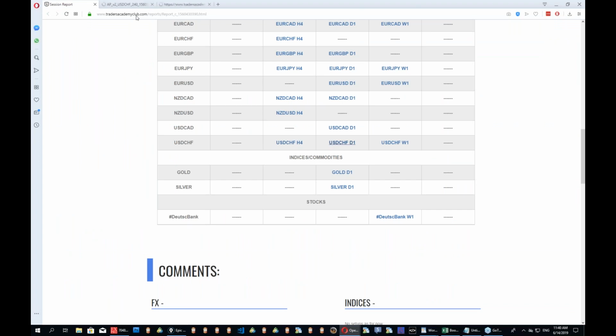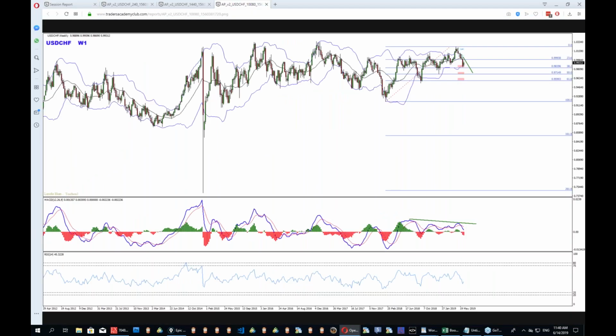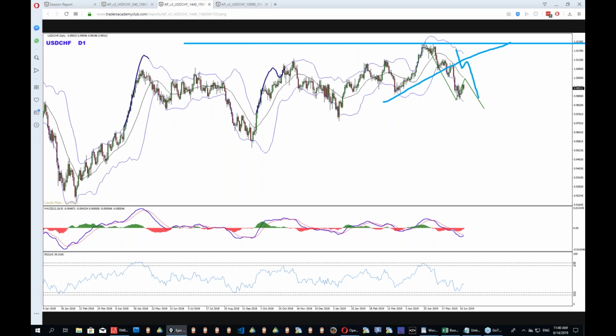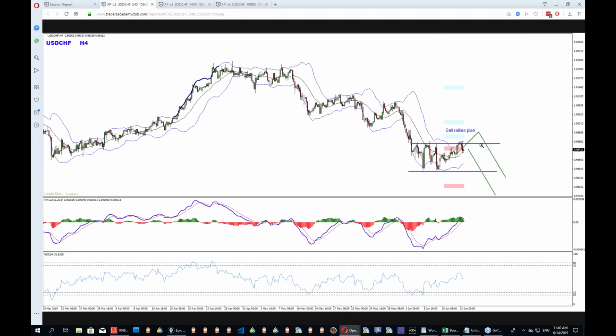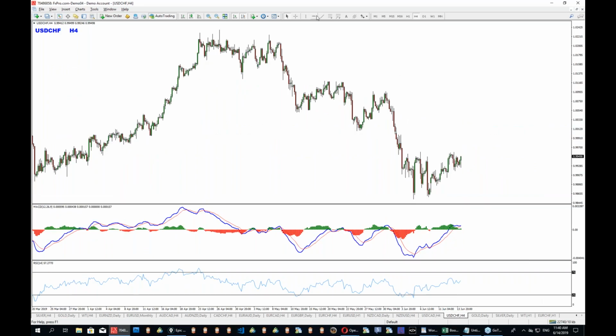Dollar franc still stuck in these ranges, but after the breakout, guys, do we have the breakout here drawn somewhere? Let me draw it. Okay, this is basically the breakout. We bounced from the top, and now we're looking for this. That's weekly, that's daily. Okay, no divergences, no nothing. Basically sell rallies. That says it all. Go ahead and sell rallies. That's what we have at the moment.